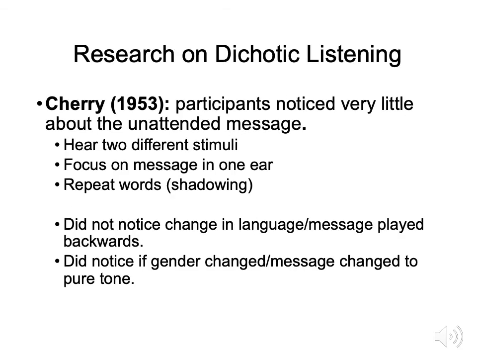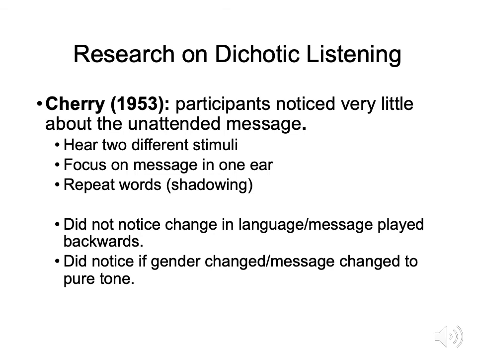In 1953, Cherry conducted a dichotic listening experiment to investigate two important issues. What are the differences between two concurrent auditory messages used by listeners to select one and ignore the other? And what information do listeners typically extract from the message that they are not attending to?